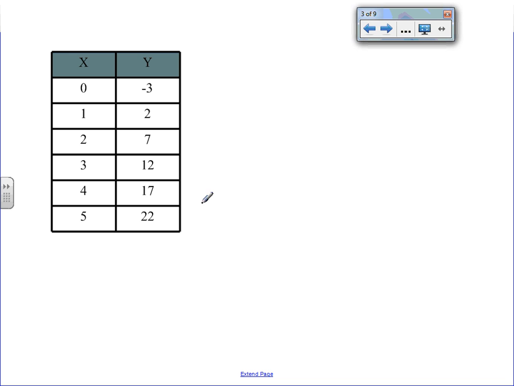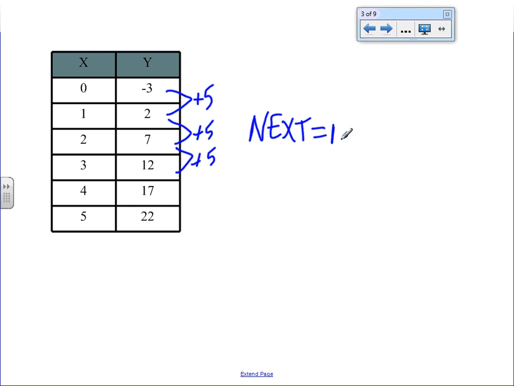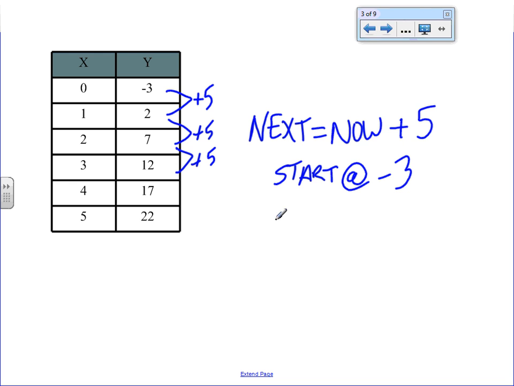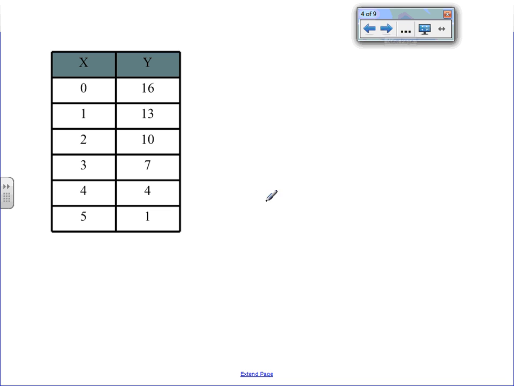Let's try another one. What's happening here? Next equals now, well, what's the pattern? How do I get from negative 3 up to 2? Add 5. Add 5. Add 5, and so forth. So my pattern is that the next number equals the number I have now plus 5, and we start at negative 3. Okay? Didn't hear anybody say not okay, so we'll move right on.